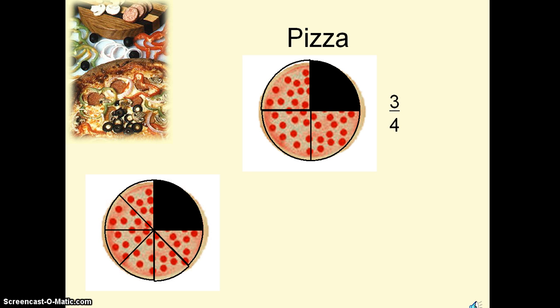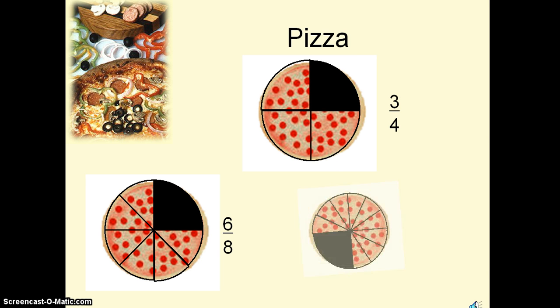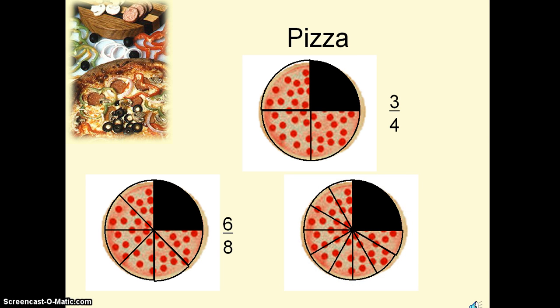This pizza, there's the exact same amount of pizza, but it was cut into 8 pieces originally, and now there are only 6 pieces left. So 6/8 of the pizza is left. And this pizza was cut into even more pieces. Originally it was cut into 12 pieces, and there are 9 out of the 12 pieces left.